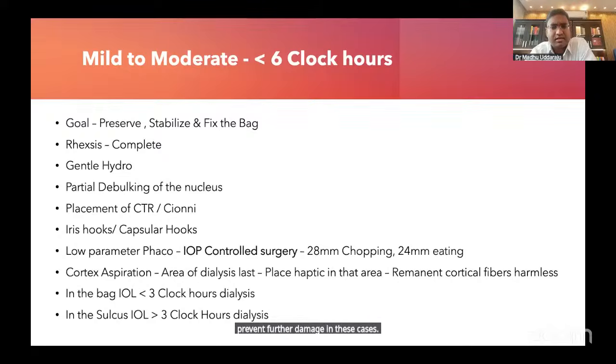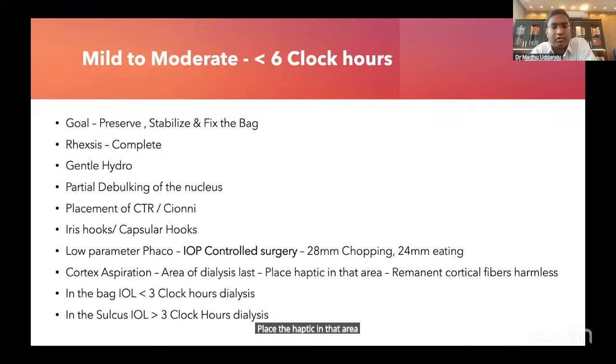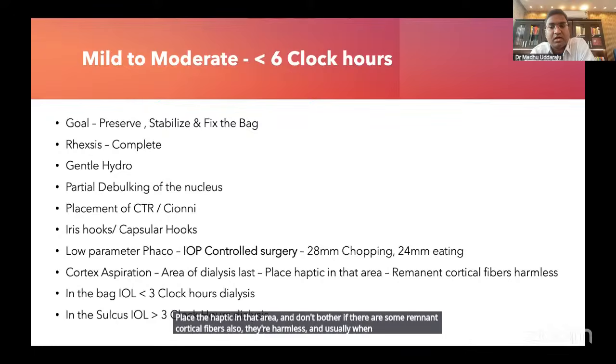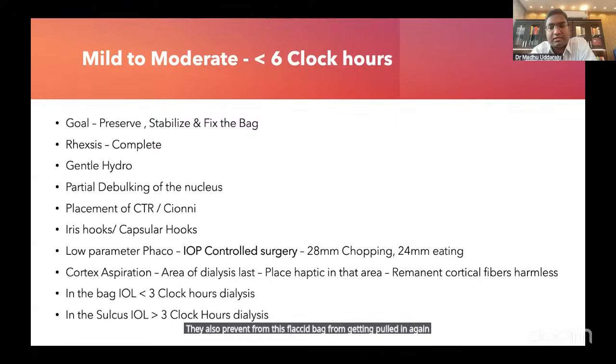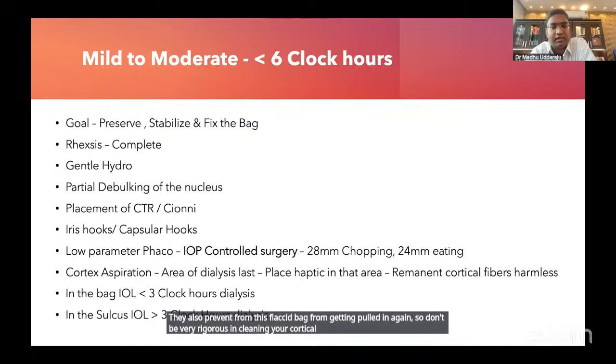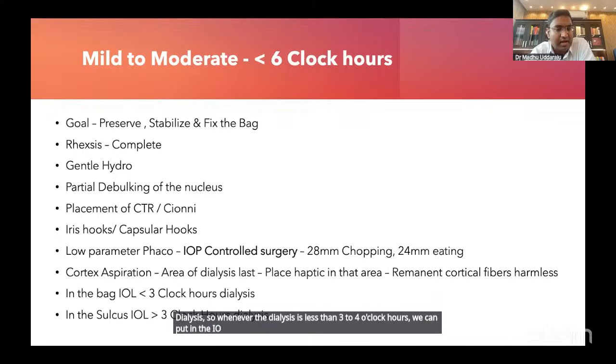Cortex aspiration, I think you should keep the area of dialysis for the last. Place the haptic in that area and don't bother if there are some remnant cortical fibers also. They're harmless, and usually when they get fibrosed, they also prevent this flaccid bag from getting pulled in again. So don't be very rigorous in cleaning your cortical fibers in the area of the dialysis. Whenever the dialysis is less than 3 to 4 clock hours, we can put in the IOL in the bag. And whenever it is more than 4 clock hours, we usually prefer to put it in the sulcus.